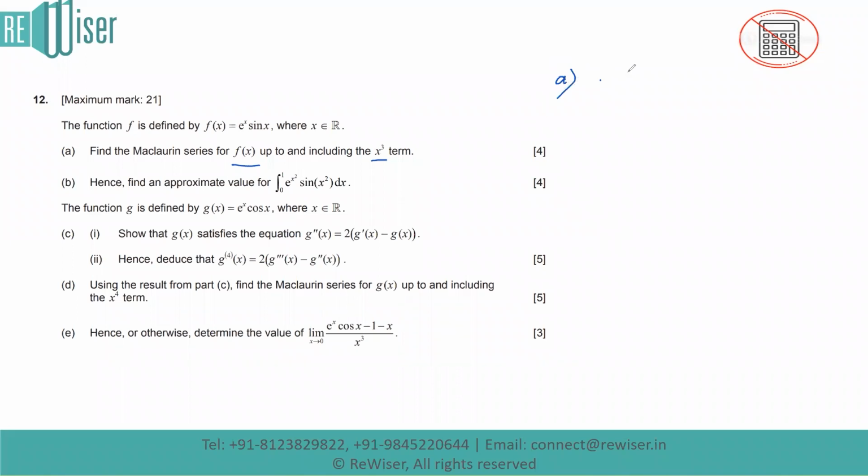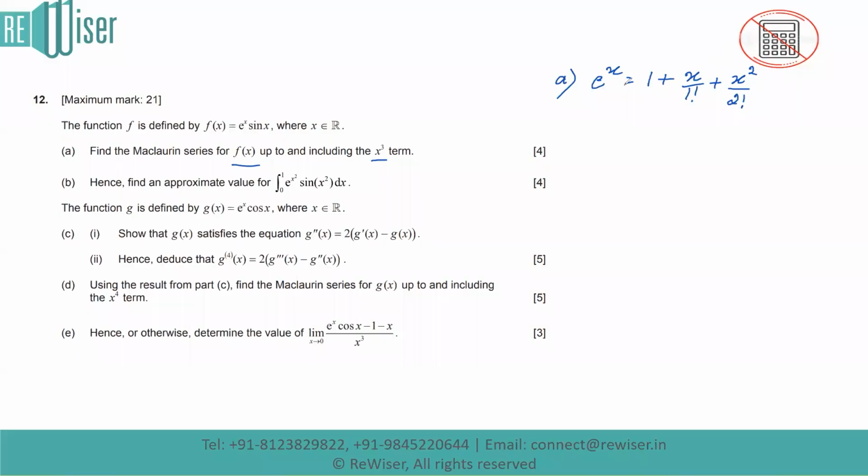So from the formula booklet, we can notice that the Maclaurin series for e power x is going to be 1 plus x by 1 factorial plus x squared by 2 factorial. Series expansion for e power x would go something like this. And similarly, the Maclaurin series expansion for sin x would go something like x minus x cubed by 3 factorial plus x power 5 by 5 factorial and so on.